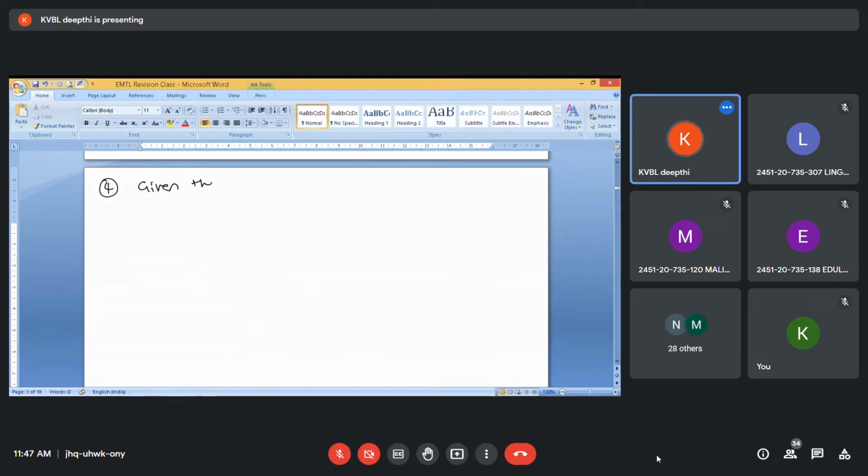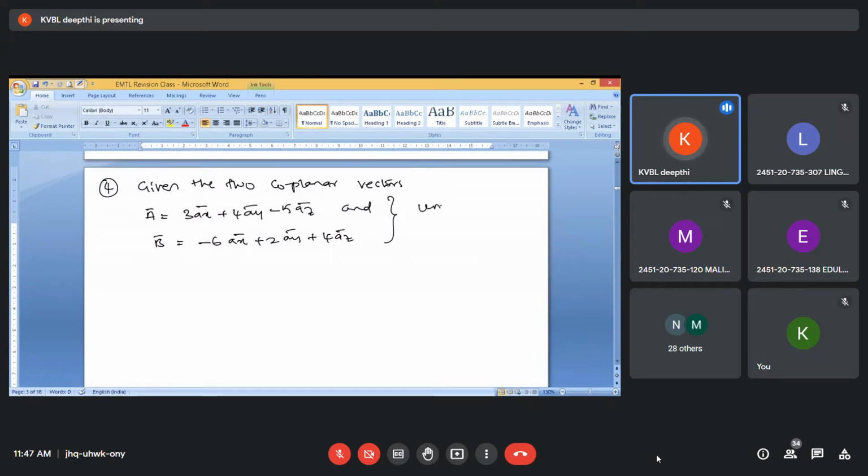Given the coplanar vectors. Okay, what are those vectors? A bar is equal to 3ax plus 4ay minus 5az, and let us consider one more equation, b bar is equal to minus 6ax plus 2ay plus 4az. So let us consider these two. Now I want to find what to obtain for these two vectors. Obtain the unit vector.